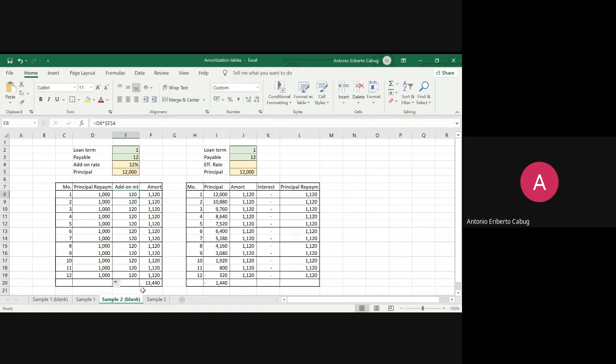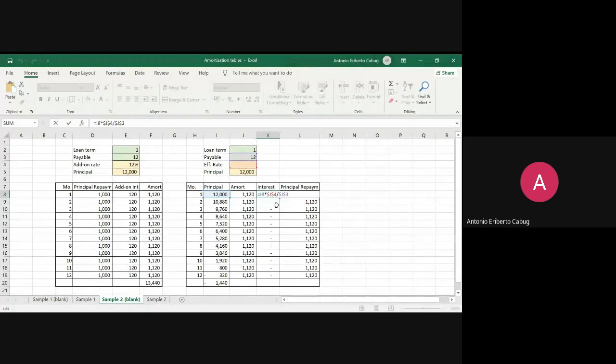A total of 13,440 in the span of 12 months. Now, if you would like to know the effective rate, it should be in a way that when you pay 1,120, nababawasan yung principal mo, tapos yung interest nyo, nababayaran nyo rin. So, ano kaya yung totoong interest rate? It should be calculated this way. Interest divided by 12 multiplied by the principal. So, principal times interest divided by 12.